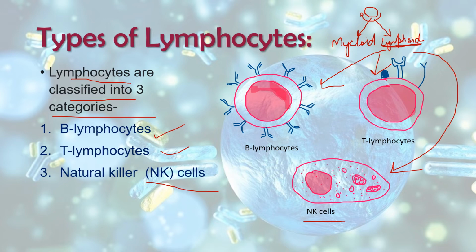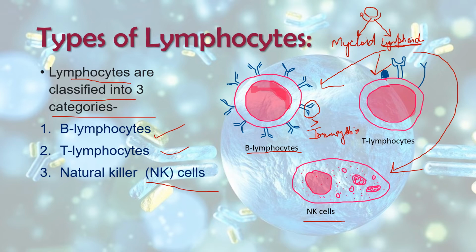This is the picture, or line diagram, of the lymphocytes. First take the B lymphocytes. You can see on their surface membrane there are Y-shaped structures present. These Y-shaped structures are immunoglobulins, or we can say antibodies.